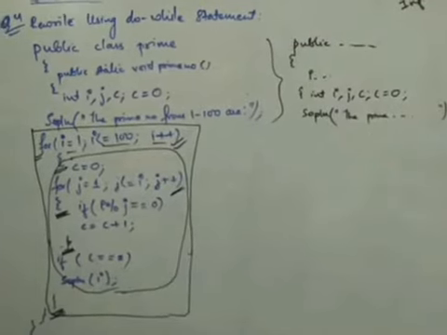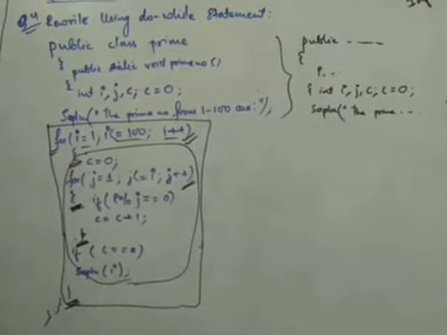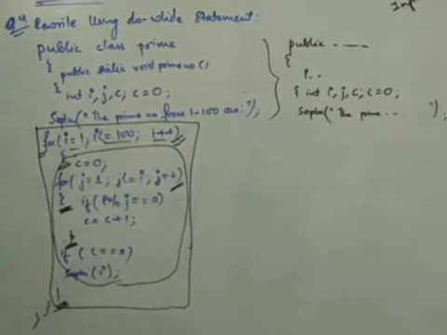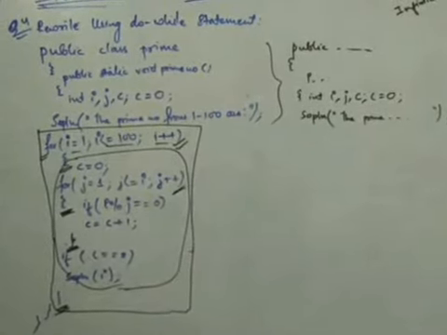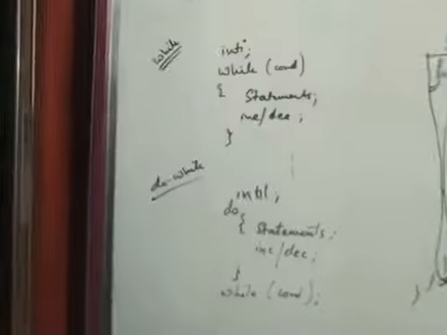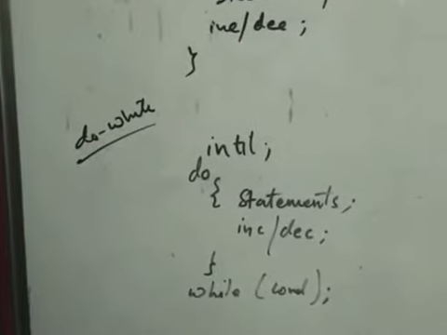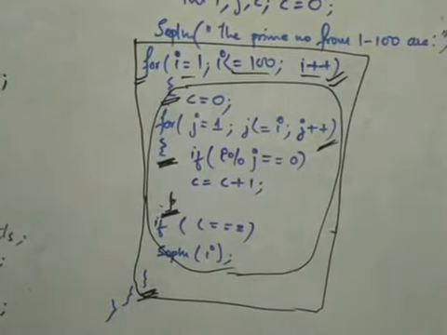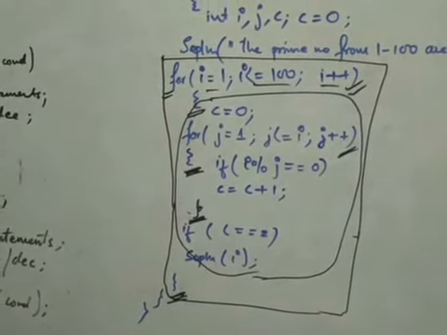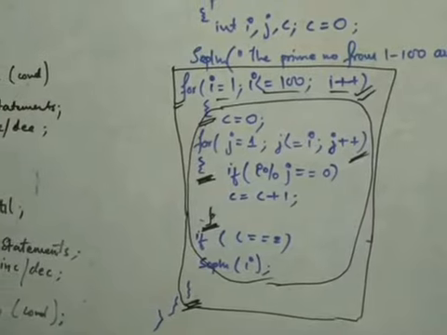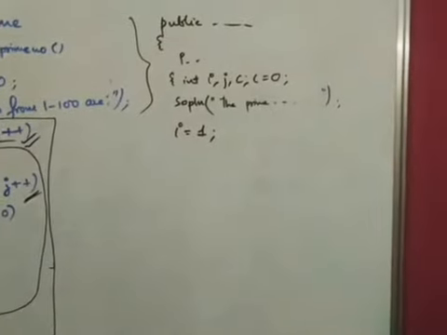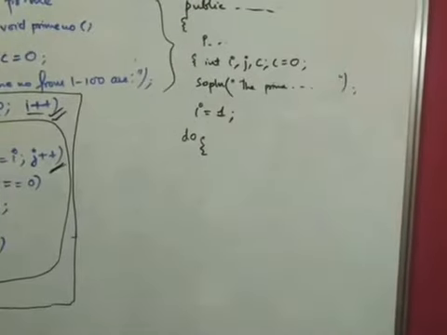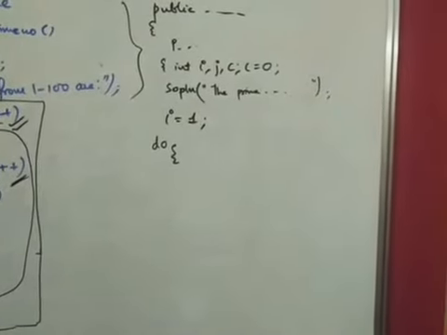We have I equals 1 as the initialization. When you're writing a do loop, we know what to do. First we have initialization, then statement, increment or decrement, then the while condition. For the first initialization step, we'll write according to the example given in the question. I will be equal to 1 as the initialization step. Clear, all of you? Next we have to write the do loop. Inside the do loop, we have to write what?